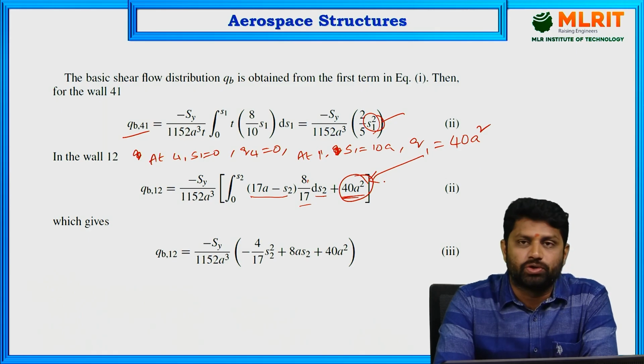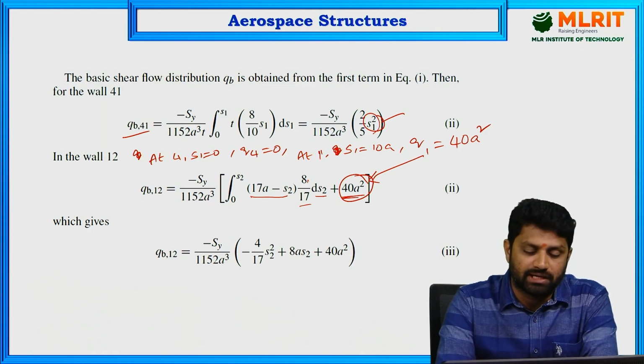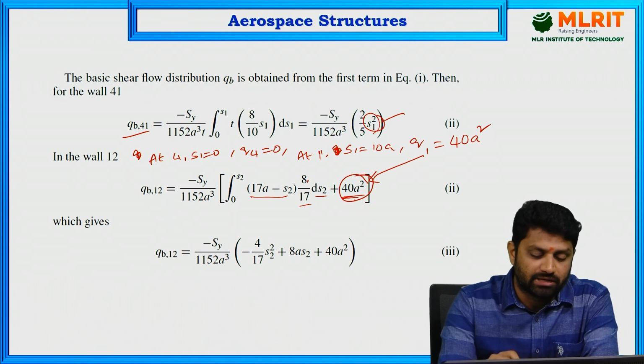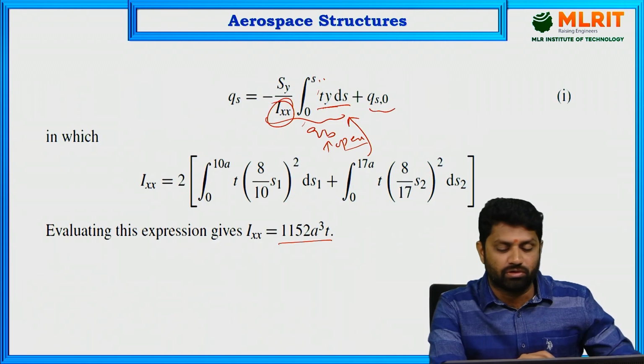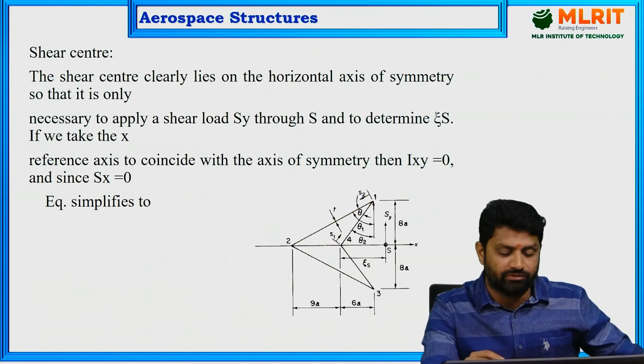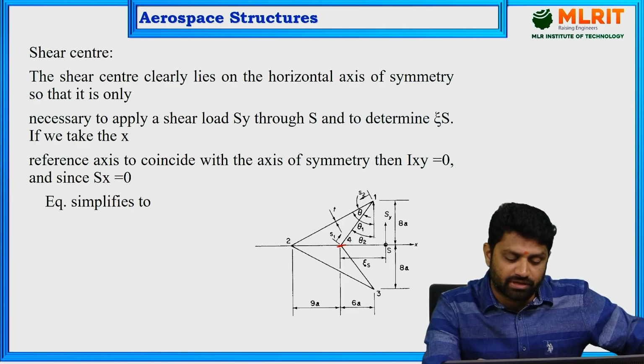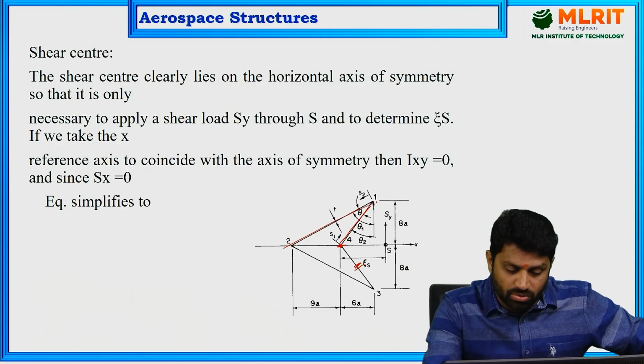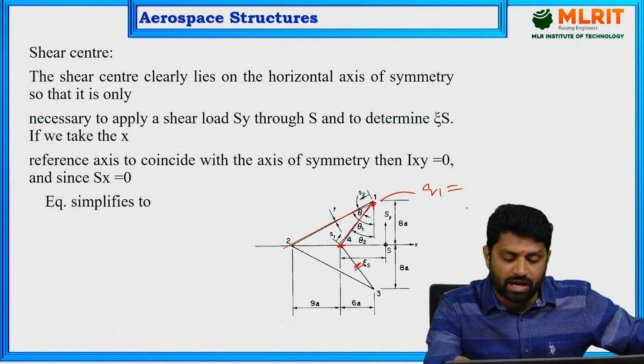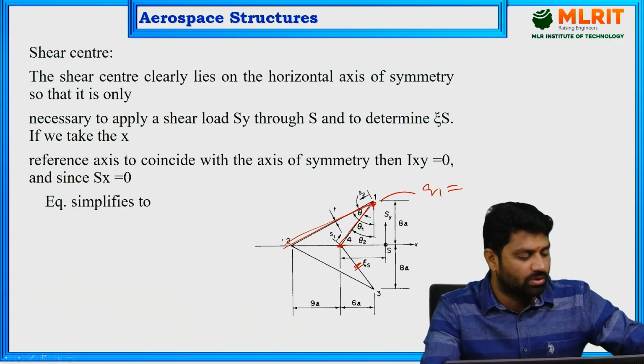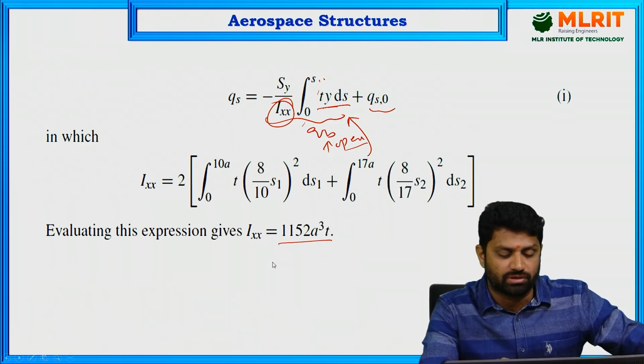So QB12 you have to substitute like that, and then you are going to get 40a square here. So that you have to add, because for QB41 it is a starting shear flow where you are making the cut, and you are making it 0, so that it will be 0. But for calculating 1, 2, the starting shear flow would be Q1. So Q1 you have to evaluate from QB41, and then add to this Q12. That you should not forget.